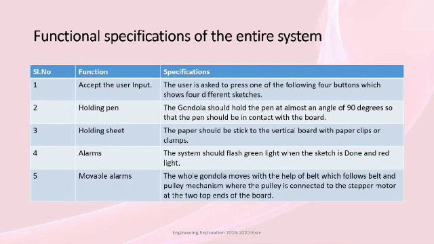Functional specifications of the entire system. Here we can see the functions of our system, that is to accept the user input, holding pen, holding sheet, alarms, movable arms. The specifications specify about each function. For example, for the function holding pen, the specification is that the gondola should hold the pen at almost an angle of 90 degrees so that the pen should be in contact with the board. And there are 5 other specifications with respect to the functions.